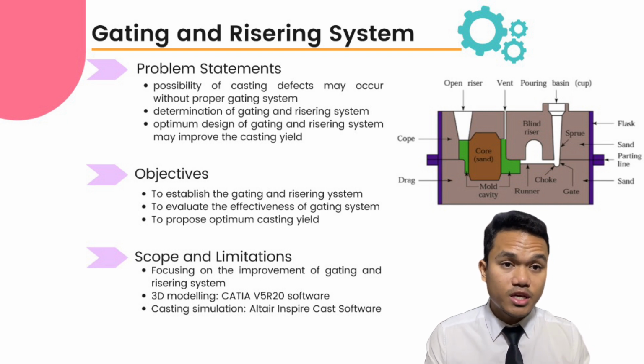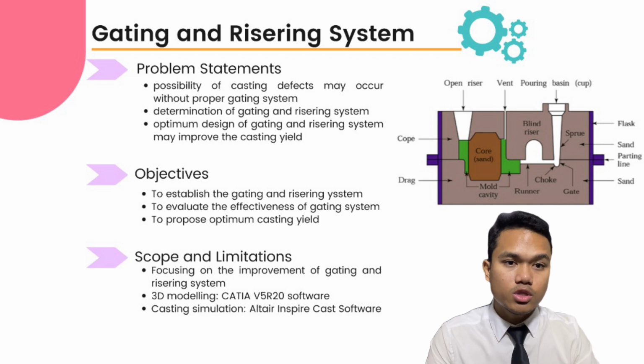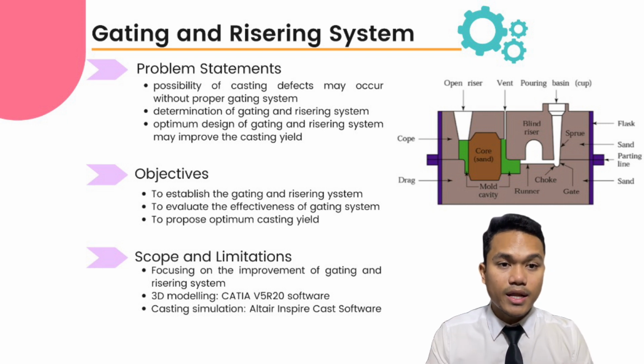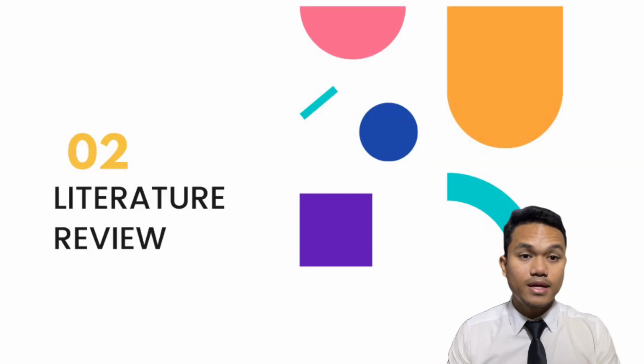For the scope and limitations of this project, it will focus solely on improving the gating and risering system. The CATIA software will be used to create the 3D model, and Altair Inspire Cast software is the simulation tool that will be used to analyze the casting simulation. Next, we move on to the literature review.